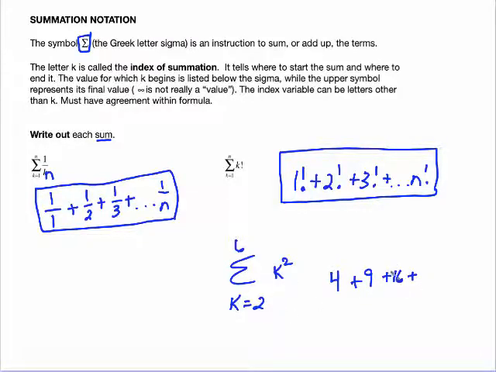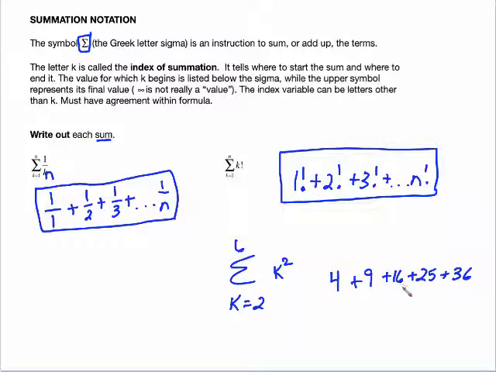Put 5 in, 5 squared is 25. And put 6 in, 6 squared is 36. And we stop right there because it's telling us find the sum for k equals 2, meaning beginning at 2, and going up to 6 is when you quit. Now this right here would be writing out the sum. If it said find the sum, we would actually have to add this up.